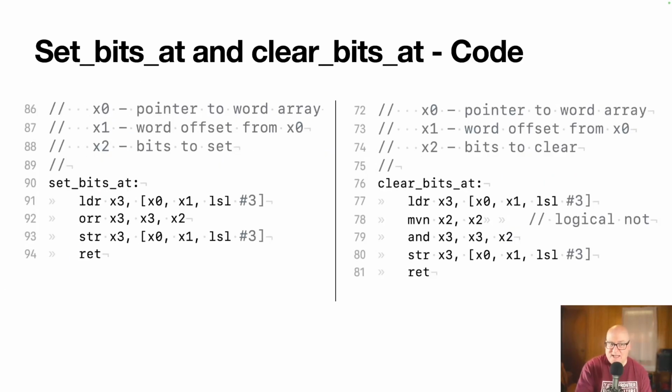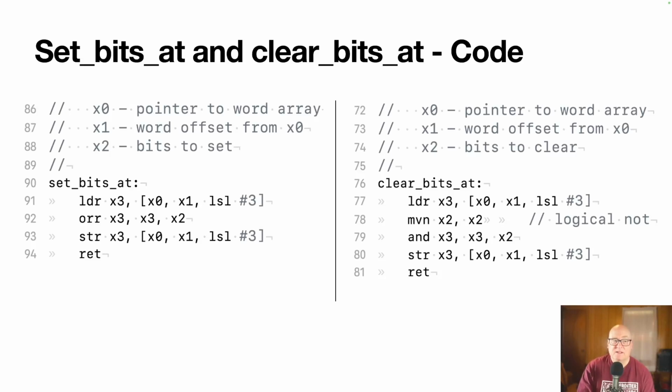We'll look at set bits at first. X0 points to the word array. X1 points to that offset. X2 is the bits to set. And really, you just load that value. The stuff in brackets, X0, X1, LSL 3, is equivalent to saying X0 plus X1 times 8. Okay, logical shift left 3 is effectively a multiply by 8. So that gets us from a word address to a byte address that we need.